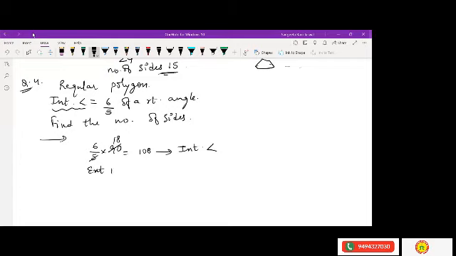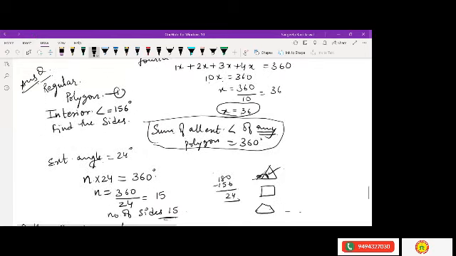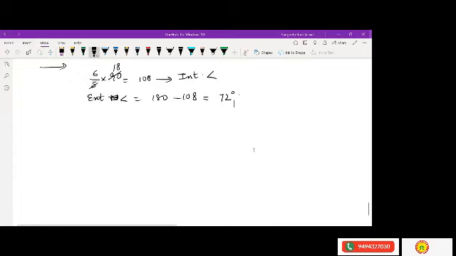Now how to find the exterior angle? Exterior angle will be 180 minus 108. So that will be 72 degrees. As per the same property, the sum of all exterior angles of any polygon is 360 degrees. We don't know how many sides it has, so number of sides multiplied by the measure of one angle equals 360 degrees. So how many sides does the polygon have? 360 by 72. What do you get?